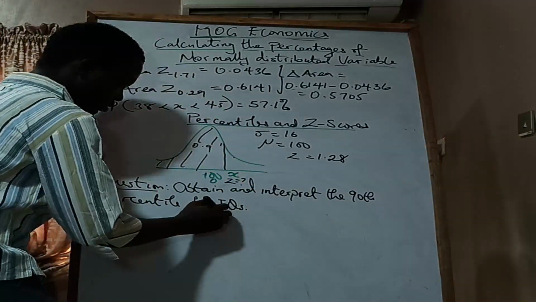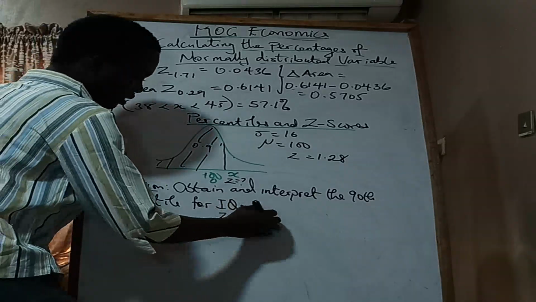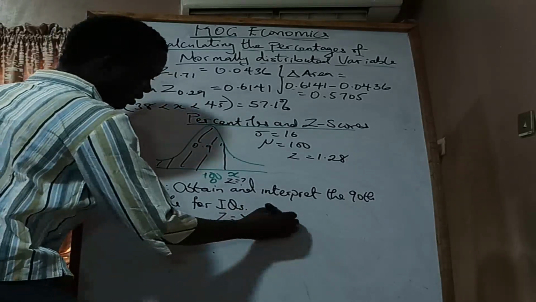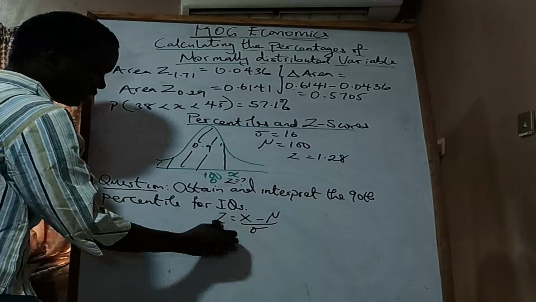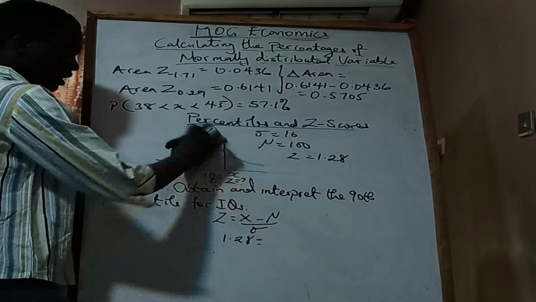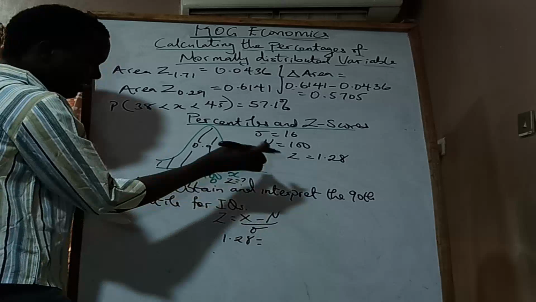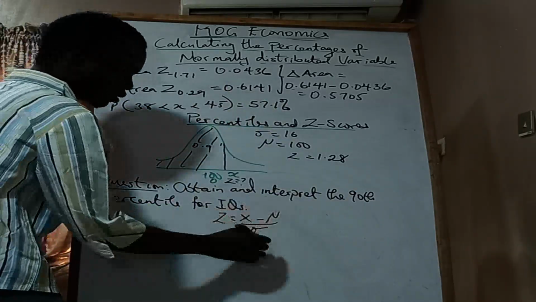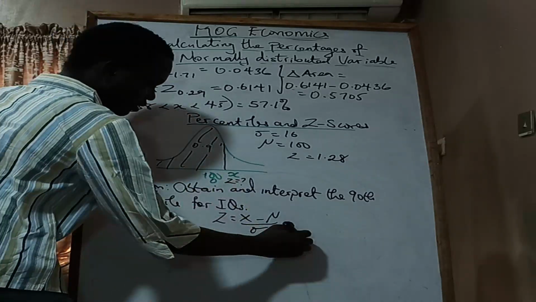The z-score equals x minus the population mean, divided by the standard deviation. We've been given z. From what we solved, our z is 1.28. The 0.9 area is found with z-scores, so this area corresponds to this particular z-score. Now, this z-score corresponds to what value of x? So 1.28 equals x minus 100.